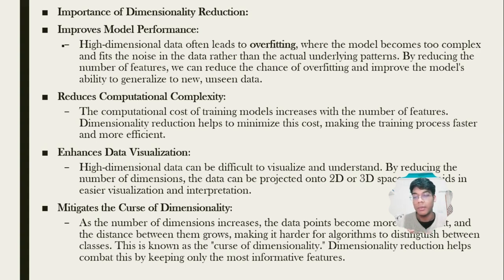Fourth point, it mitigates the curse of dimensionality. As the number of dimensions increases, the data points become more spread out, and the distance between them grows, making it harder for the algorithm to distinguish between classes. This is known as the curse of dimensionality. Dimensionality reduction helps combat this by keeping only the most informative features.